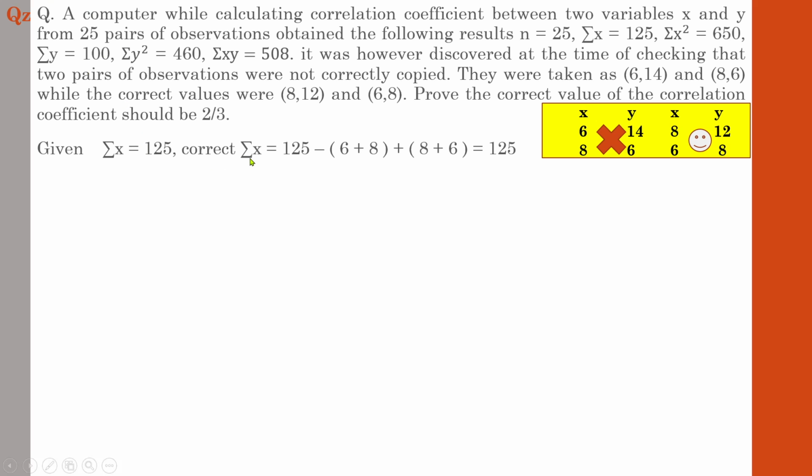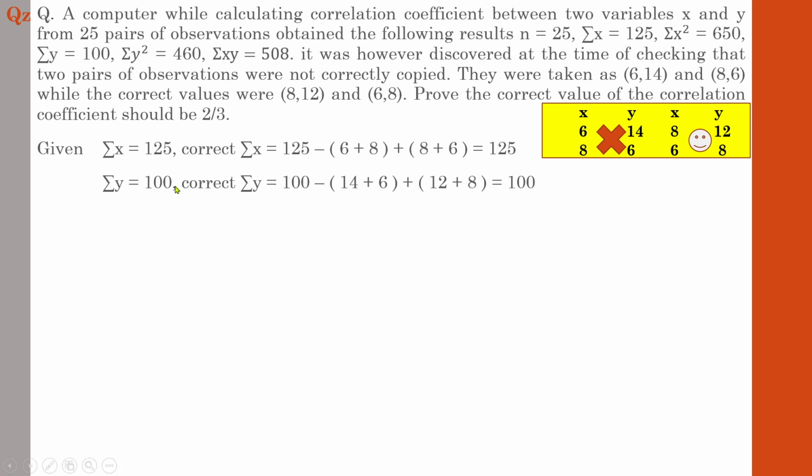So correct sigma x can be computed by, see, 125 is obtained by adding all the values of x. So if you go through it, you can see that here 6 and 8 were wrong values, 8 and 6 were right values. So if you deduct these wrong values and add back these correct values, you will get the correct answer. Since here the 6 and 8 and 8 and 6 are identical, your total value will be 125. So it doesn't have an issue.